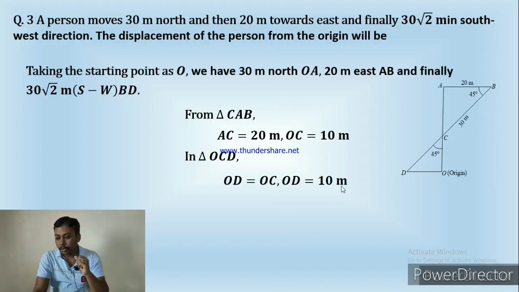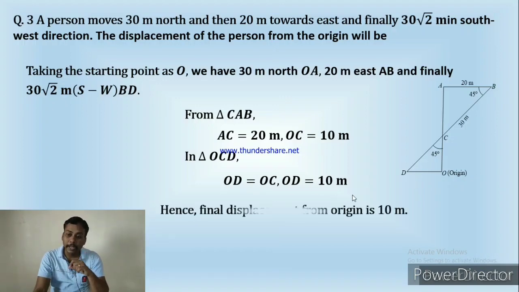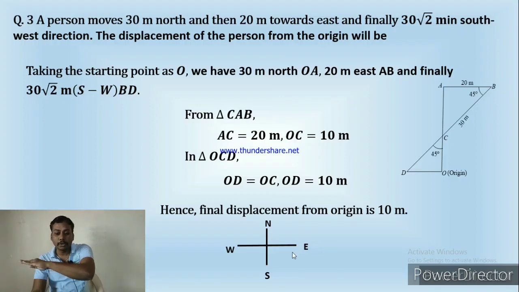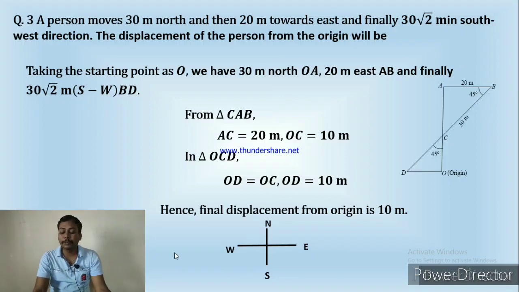And OD is 10. This is the displacement of the particle, because the initial position is O and the final position is D. So this is the displacement, that is 10 meter. Hence the displacement from origin is 10 meter, but on which side? Let's see the direction. A is north, B is towards east, so D is on west. So this displacement is 10 meter along west direction, and hence the correct answer is option C.